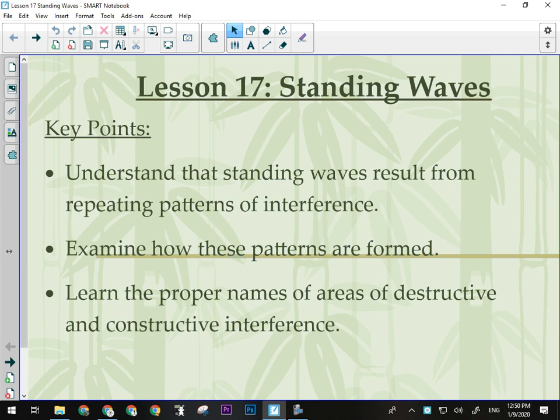It's simply because the waves keep going back and forth, but since they're all identical, they always make the same thing happen in the same place, right? So there'll be parts of the medium that never move, and parts of the medium that are moving like crazy.